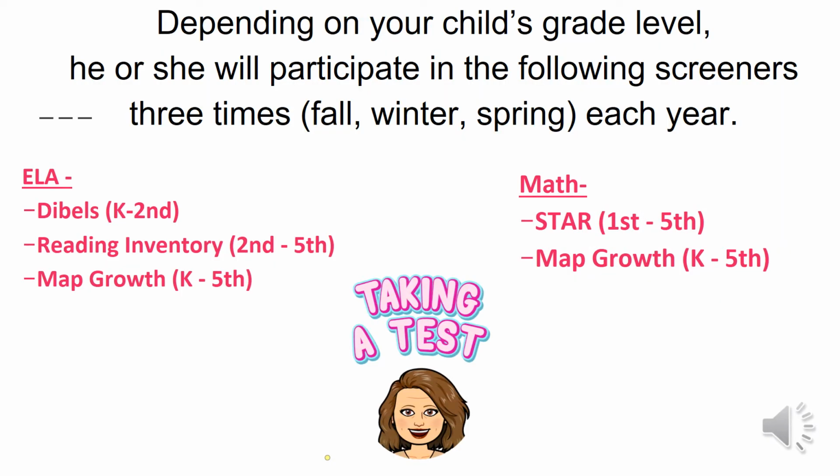Students are given screener assessments at benchmark intervals in the fall, winter, and spring. Depending on your child's grade level, he or she will participate in the following assessments. For ELA, screeners include DIBELS, Reading Inventory, often referred to as RI for short, and Reading Map Growth. In math, students take the STAR test and Map Growth Assessment.